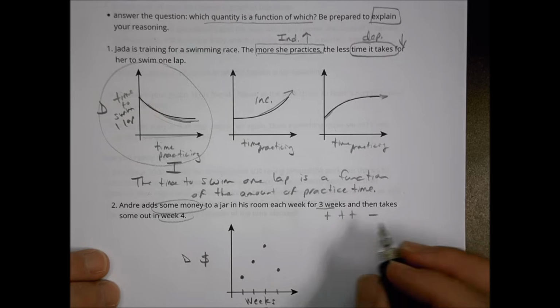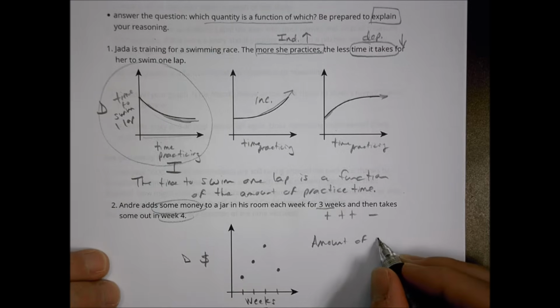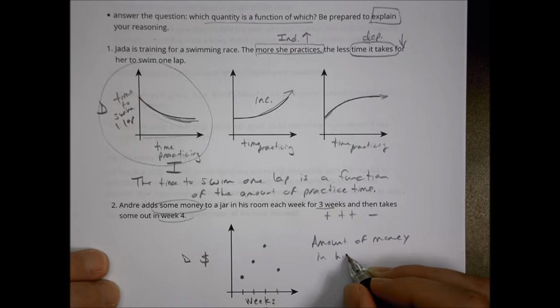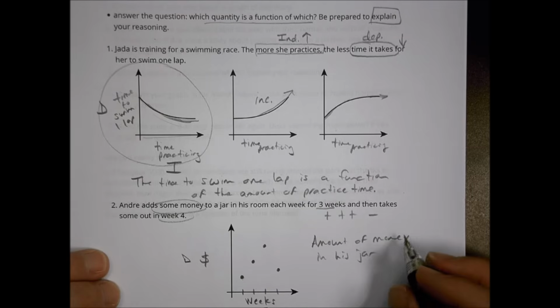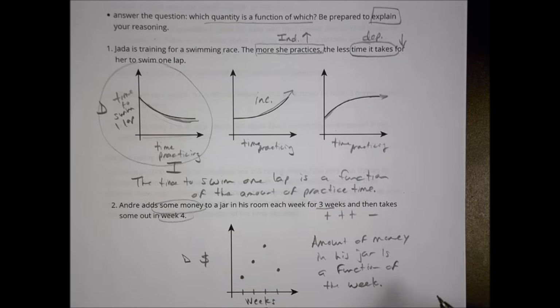And so as a function, we would say that the amount of money in his jar is a function of the week. Meaning, how much money he has depends on how the week went. Okay? So if it was a week where he made money, he has money in the jar. If it was a week where he had to spend money, he has less money in the jar. And that's all we can really say about that one.